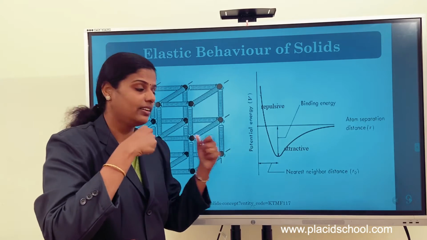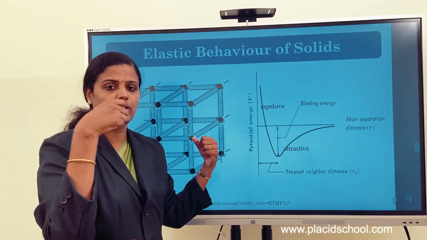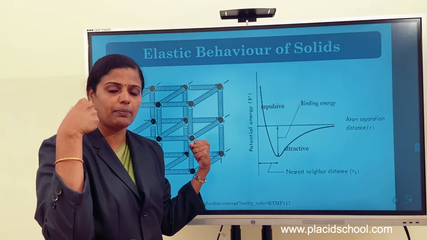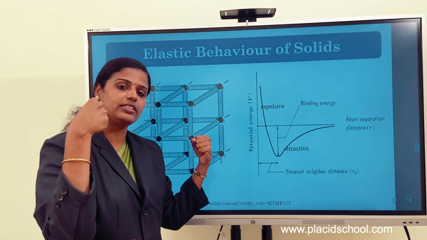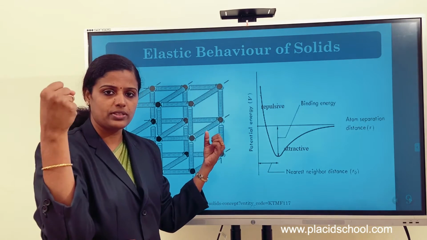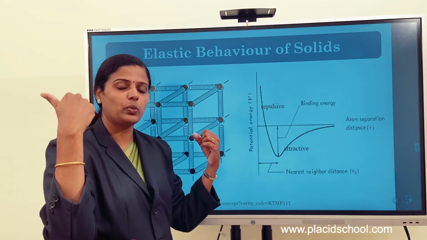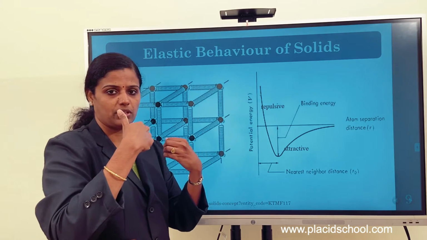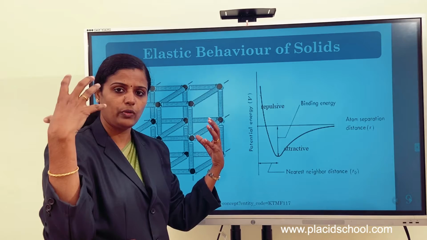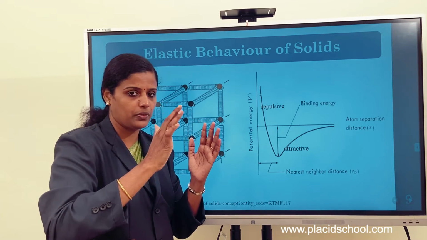The change in that nearest neighbor distance takes place. If we extend or stretch the solid, what happens? That nearest neighbor distance increases. And if we remove the stretching force, what happens? It has the property to regain its original position. If we stretch and then remove the force, it has the tendency to regain its original position.